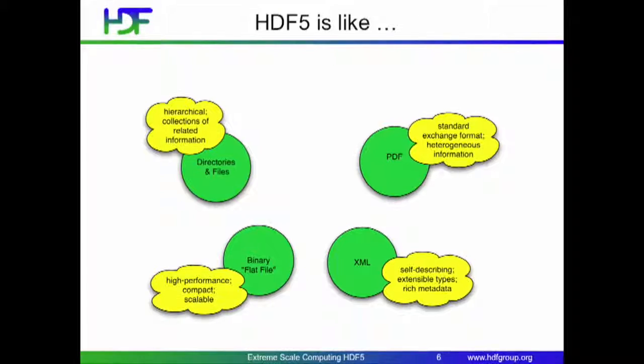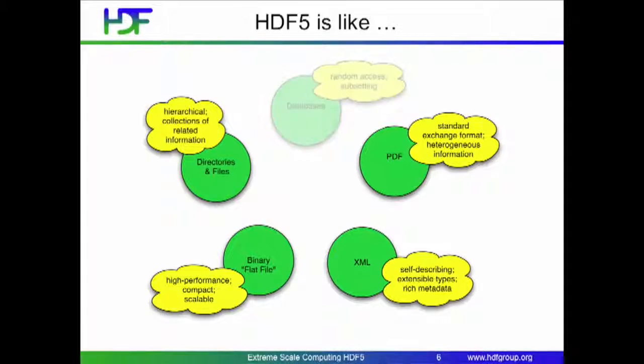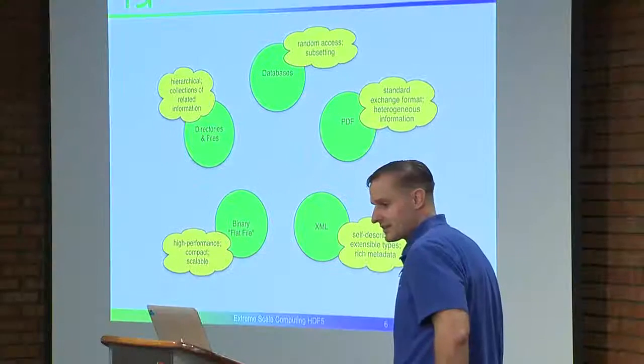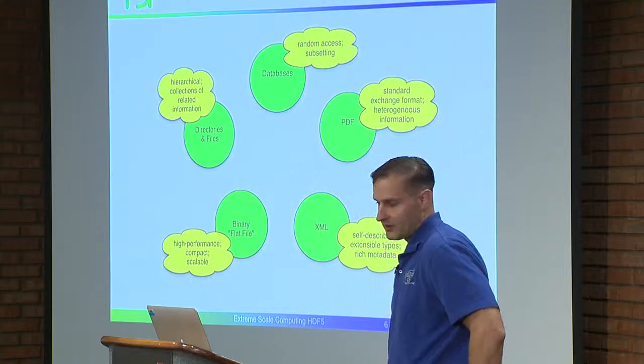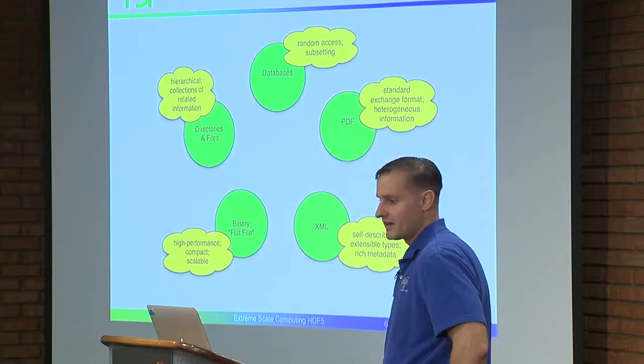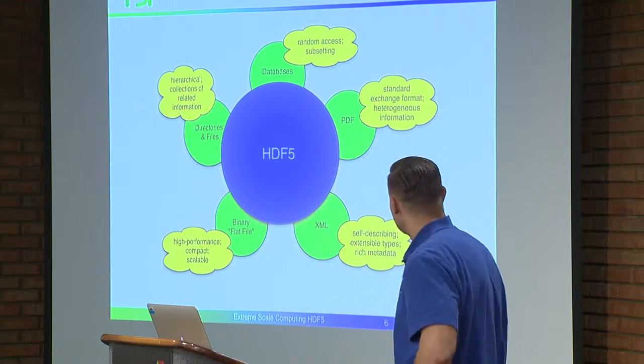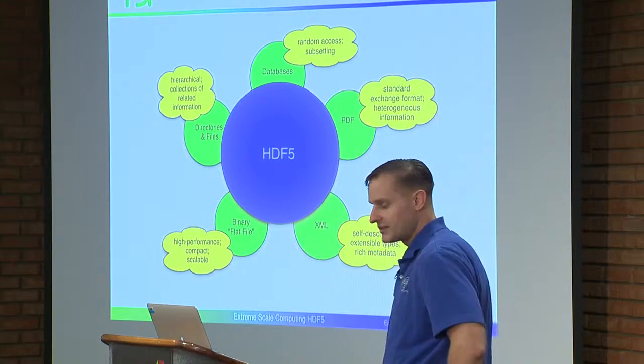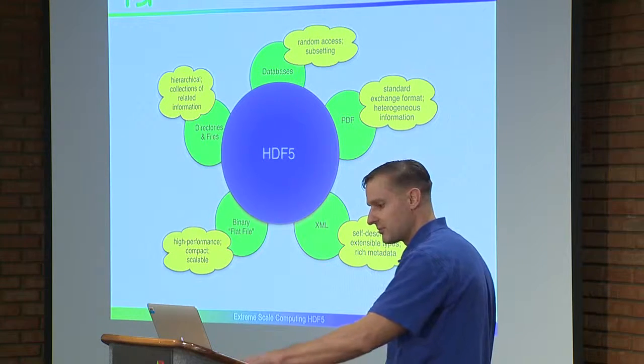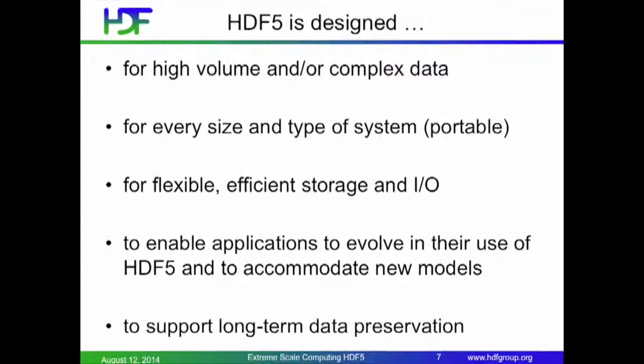And it's very similar to how you would find things on your file system. You have directories and files. So you'd have a collection of related information. And it's similar to a database. It's not exactly, we don't have all the features and bells and whistles that you'd find in a database. But if you take this all together, we take each part of this, and this is what an HDF5 file tries to mimic. It's really designed, as I said, for high volume, very complex data.